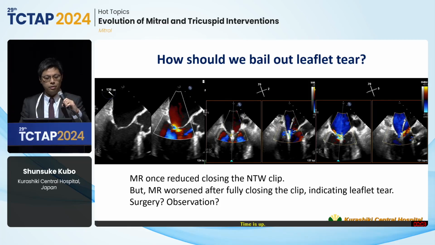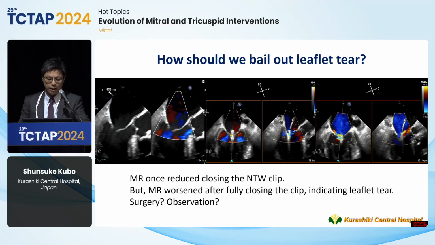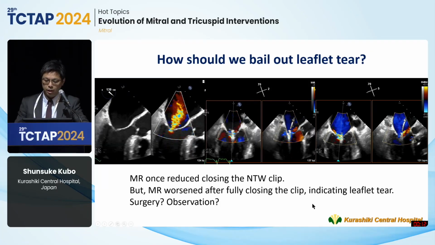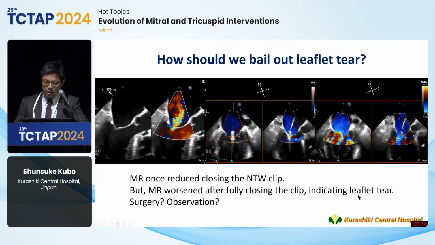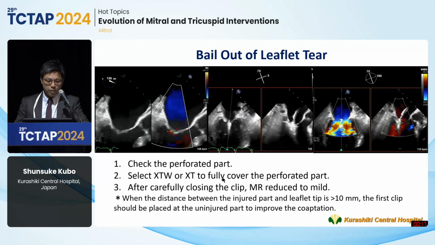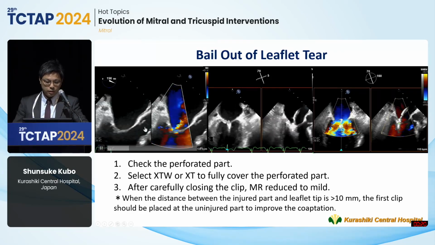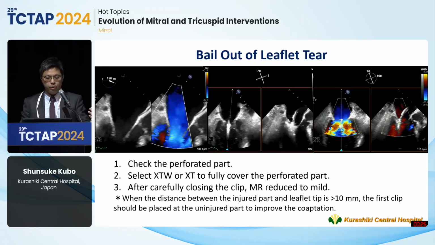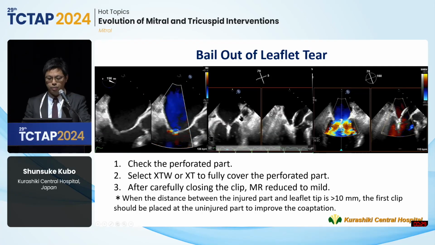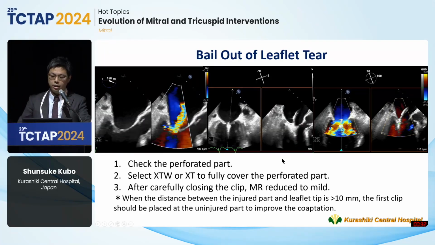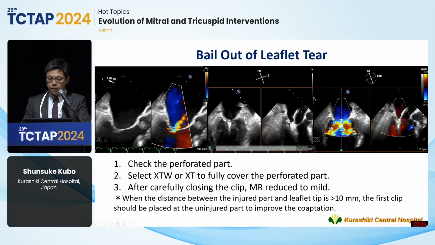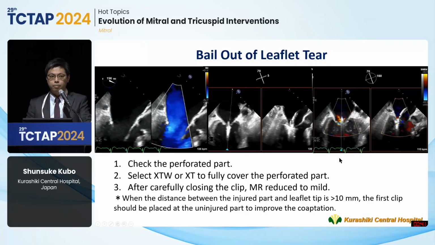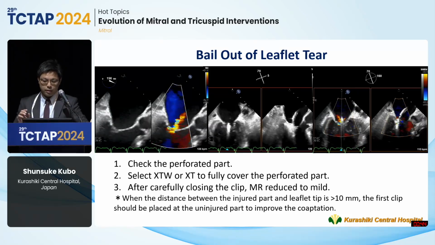Sometimes we can see a leaflet tear like this. In this case, we put in the NTW, but after fully closing the clip, you can see newly eccentric MR. After opening the clip, we can see the leaflet perforation. But as you can see, the perforated part to the tip of the leaflet is about 5 millimeters. So we thought that we could cover this perforated part with the XTW clip. So we converted to the XTW clip and fully covered the leaflet and the perforated part. After closing the clip, the perforated part is completely covered by the clip.